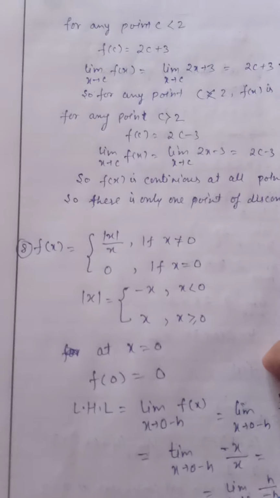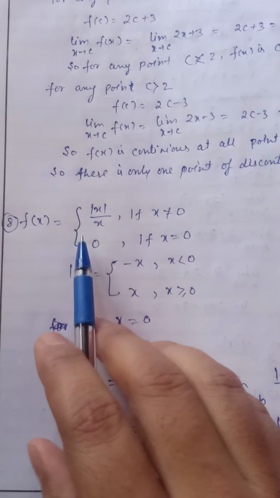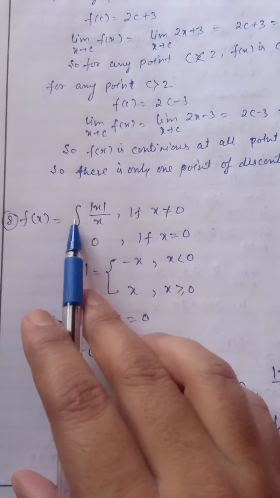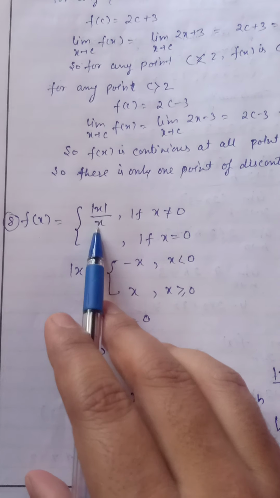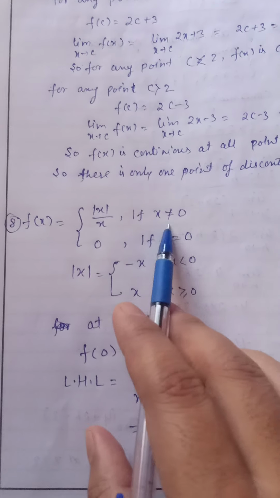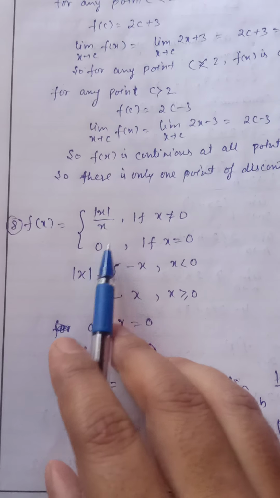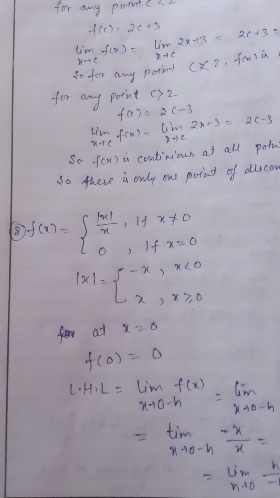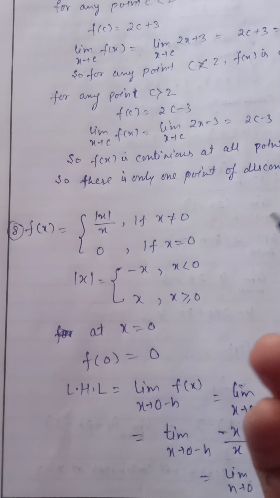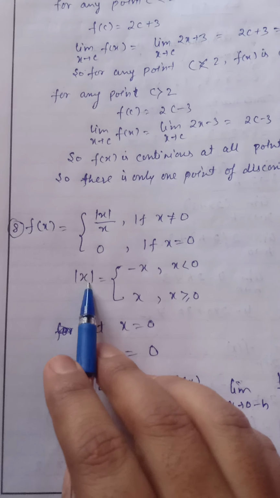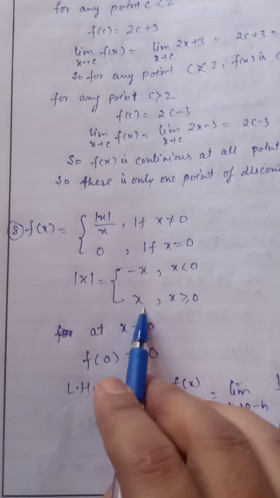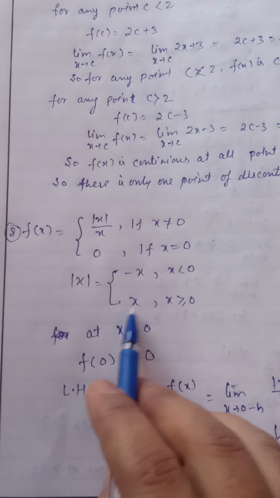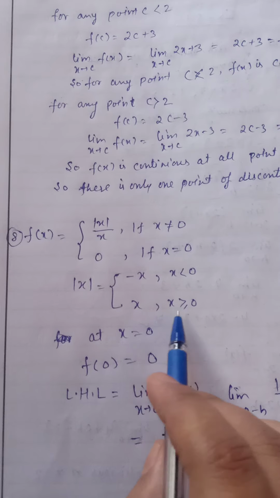Now similarly we will solve one more problem of the same exercise. Here we have the function f(x) equal to mod x upon x if x is not equal to 0, and the value of the function is 0 when x is 0. As I told you in the previous class, mod x has two values, minus x and plus x. Minus x we take when x is less than 0, and plus x we take when x is greater than or equal to 0.